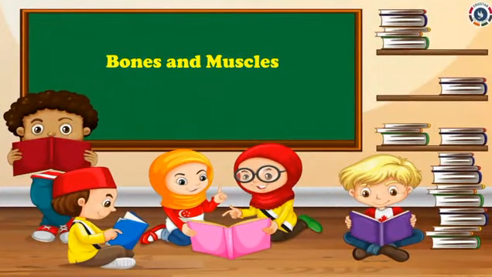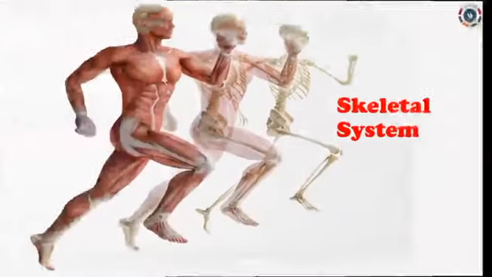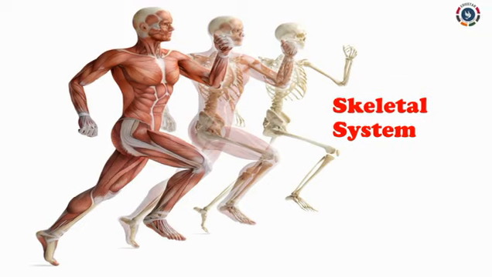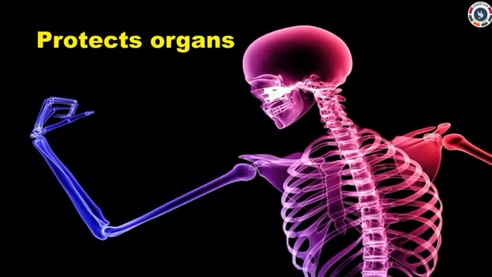Okay, dear children, let's start our today's session. What is the skeletal system? The framework of bones is called the skeletal system. The skeletal system protects the other internal organs such as the brain, the lungs and the heart in our body and gives shape to our body also.